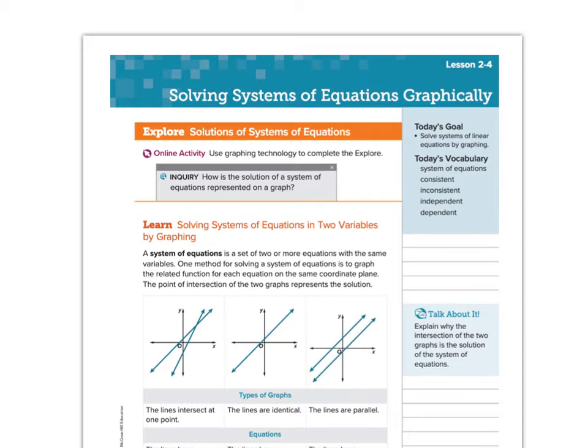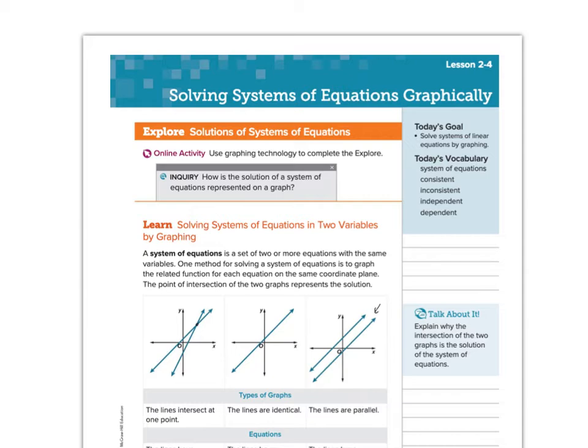Looking here, a set of two or more equations with the same variables would be the system. And here, the solution is where they intersect. That would be the solution point right here. Whatever my x value is, that is my solution, or my xy coordinate would be my solution.